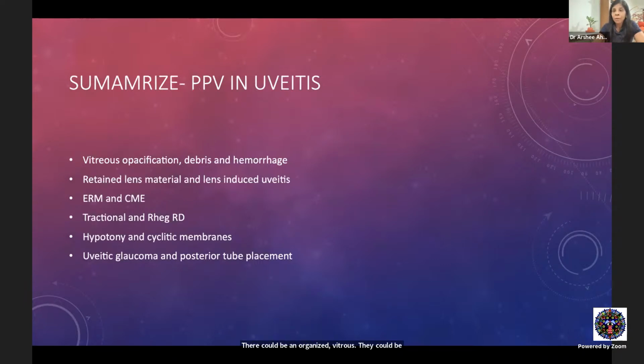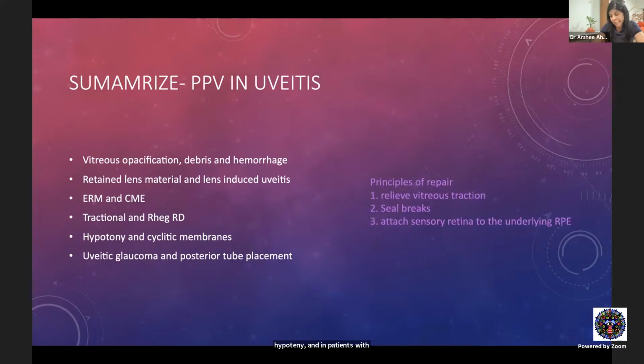So to summarize now, the role of pars plana vitrectomy in uveitis patients, these would be the probable indications: vitreous opacification, debris, hemorrhage, retained lens material, lens-induced uveitis, epiretinal membranes, cystoid macular edema, tractional and rhegmatogenous RDs, in patients with cyclitic membranes leading to hypotony, and in patients with uveitic glaucoma where you want to put a posterior tube placement.